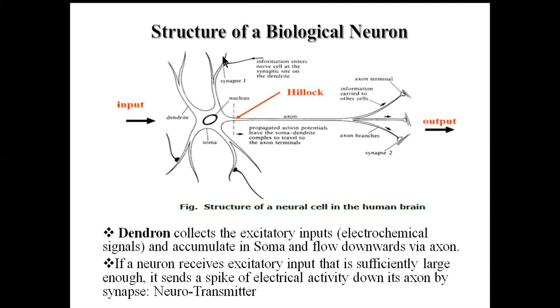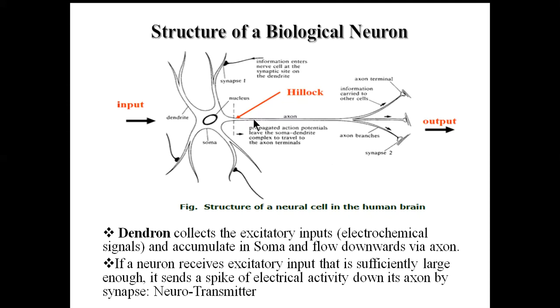Using the dendrite, the electrochemical responses come in and accumulate in this section, which is called the soma. From the soma, a section goes towards the output end, and that is called the axon. The connecting region between the axon and the soma is called the hillock.